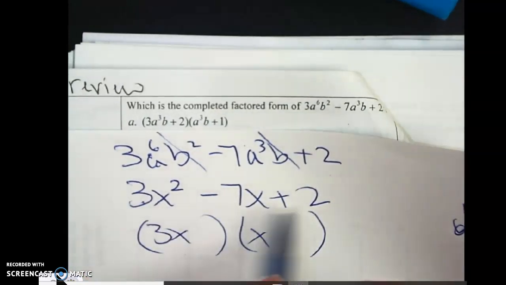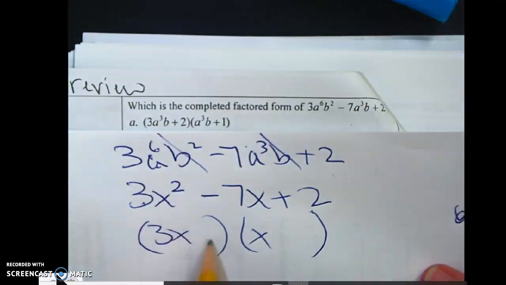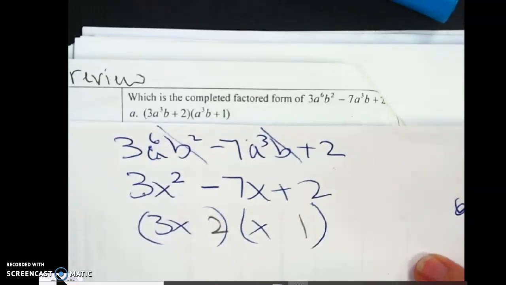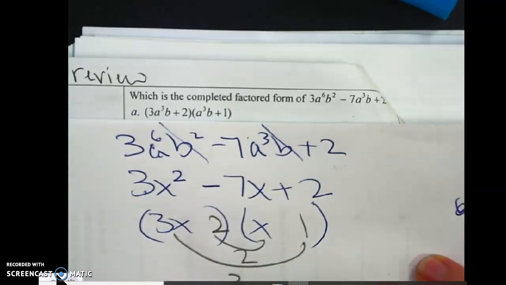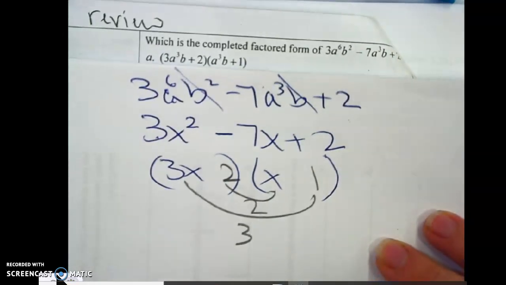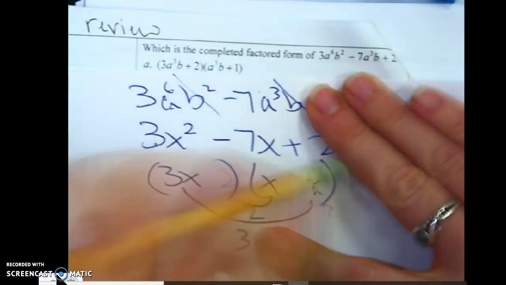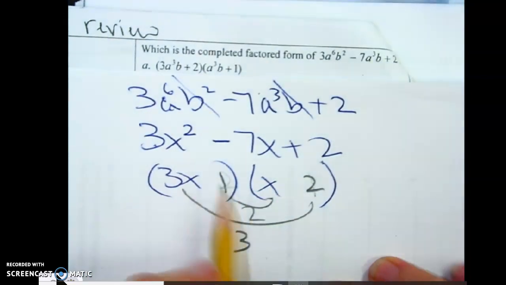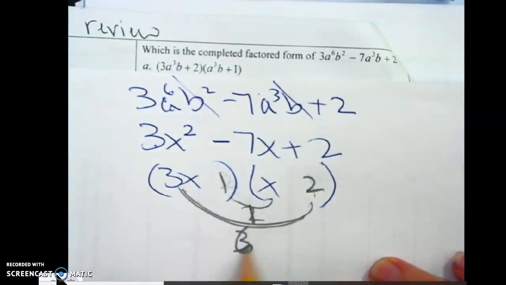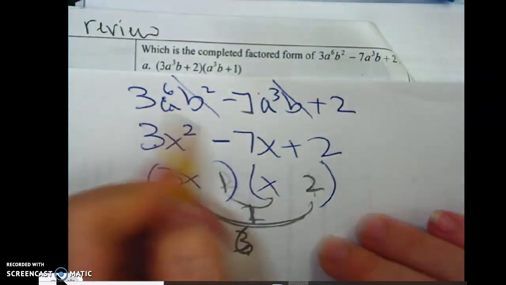3x and x. All the ways to get 2 are 2 and 1. Okay? So let me put the 2 here and the 1 here. This is guess and check. That's going to give me 2, and that's going to give me 3. 2 and 3 isn't going to give me 7. So I got to switch the spots. That's a 1. That's a 6. 1 and 6 gives me 7.